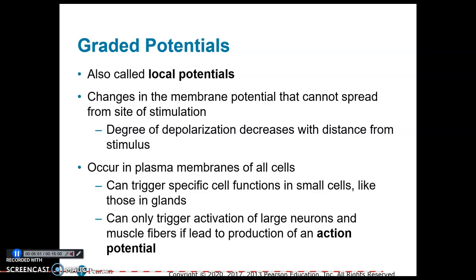Now, we talked about resting potential. Now we're going to talk about graded potentials or local potentials. And these happen either in the dendrites or the cell body of the neuron. These occur across the plasma membrane of the dendrites or the cell body. And a graded potential can lead to an action potential. Okay?